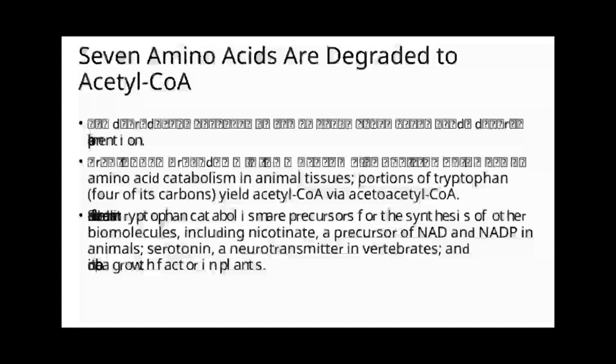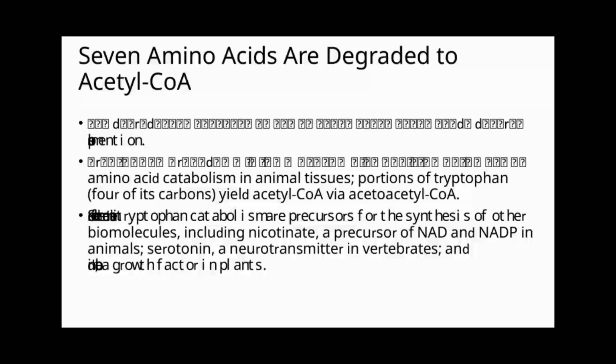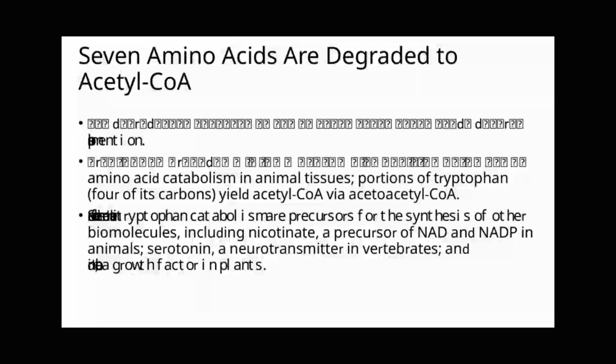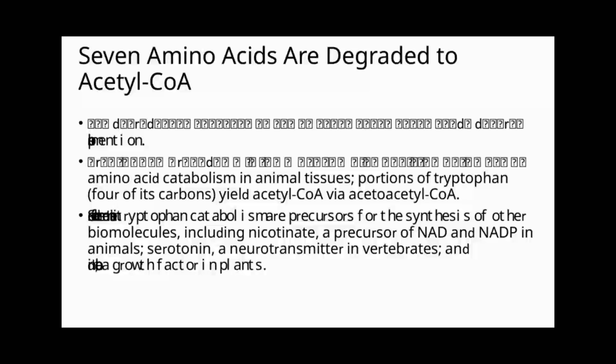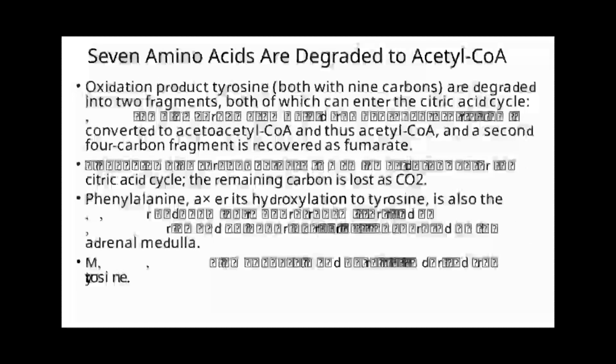And recognizing the complexity of tryptophan breakdown underscores its importance in metabolism and cell regulation. Now, let's look at how oxidation products of tyrosine, which both contain 9 carbons, are broken down into 2 key fragments. Both of these fragments can then enter the citric acid cycle, which is central to cellular energy production. 4 of the 9 carbons from these fragments are converted into free acetoacetate.